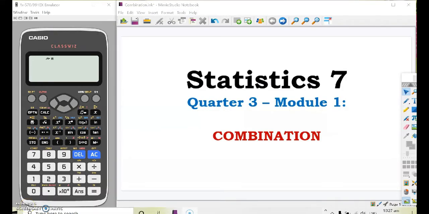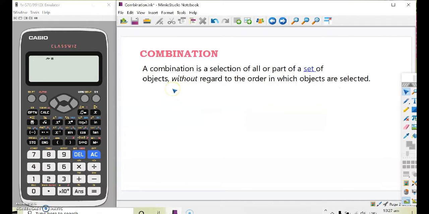Hi, so today we're going to talk about combination. What is combination? A combination is a selection of all or part of a set of objects without regard to the order in which the objects are selected. So, for example, suppose we have a set of three letters A, B, and C. We might ask how many ways we can select two letters from the set. So if we are going to do that, we have AB, we have AC, and we have BC. Each possible selection would be an example of a combination.